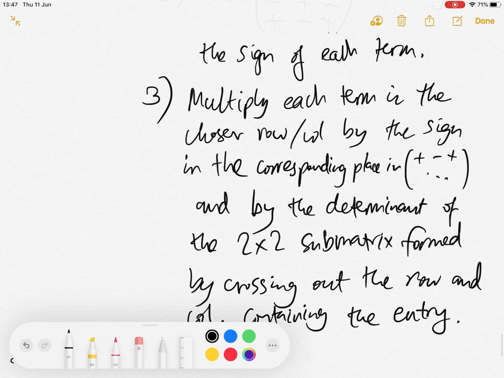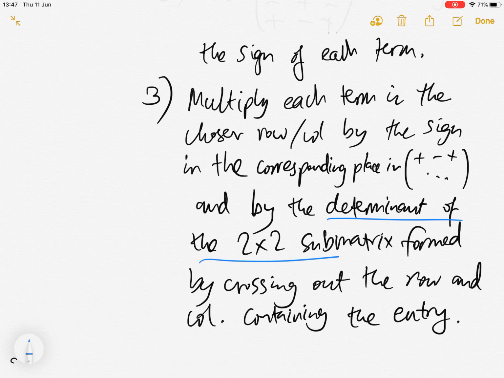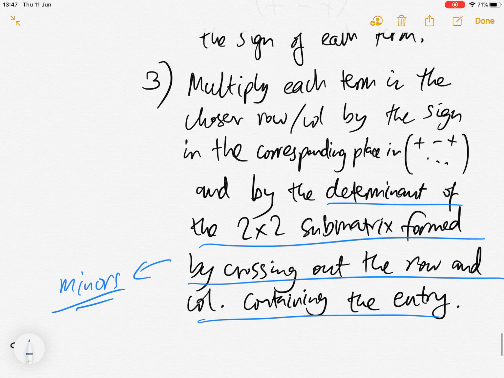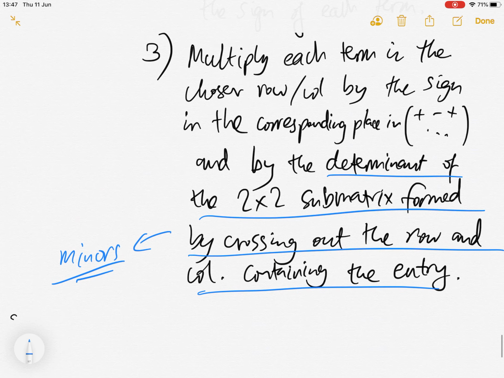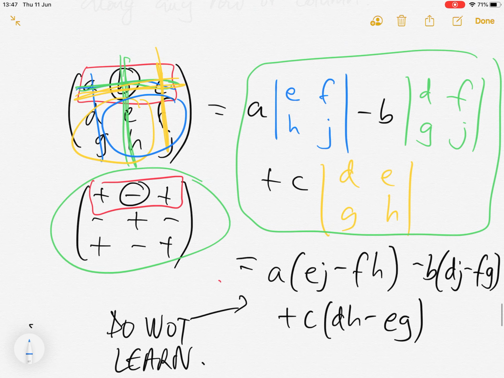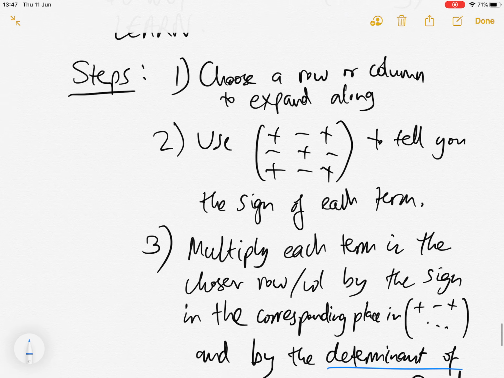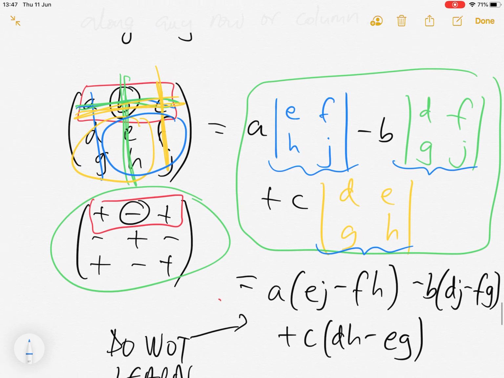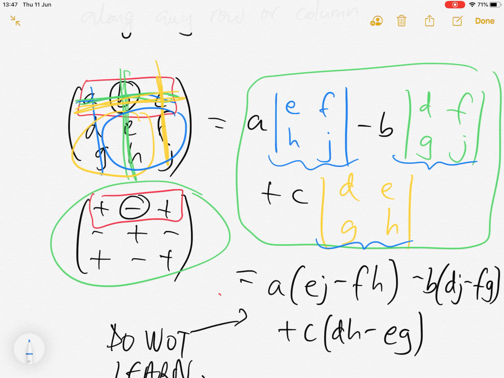And the determinant of the 2x2 submatrix formed by crossing out the row and column containing the entry is called a minor. It's not a particularly important word we need to know, but just for completeness, each of these 2x2 determinants is called a minor of this 3x3 matrix. When I say cross out, on paper I wouldn't advise crossing out. Just cover up with your fingers the row and column you need to get rid of.